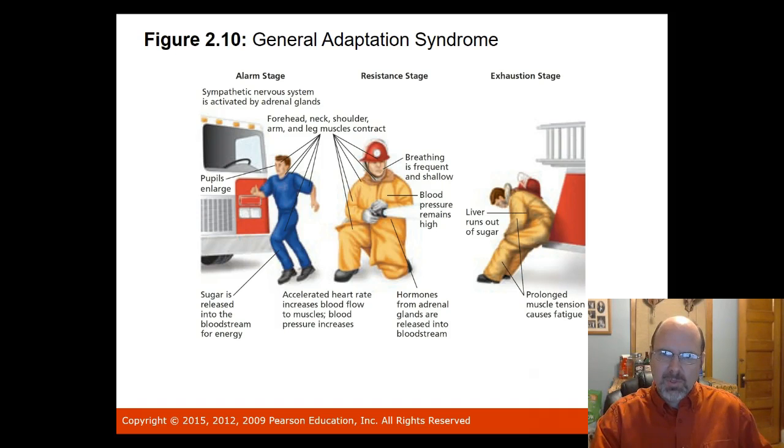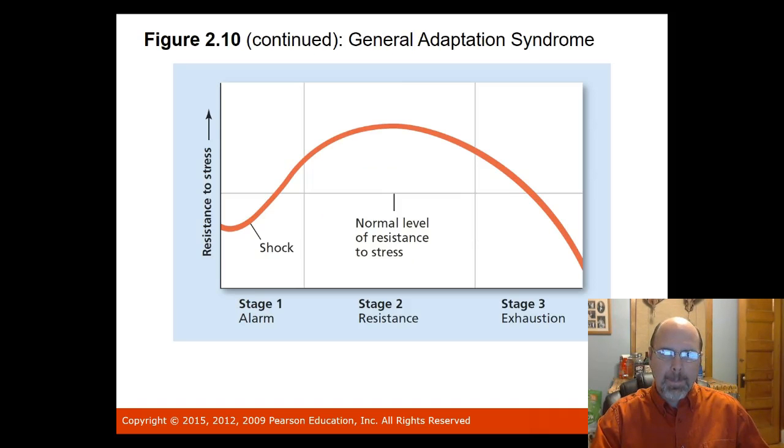After a while, the liver runs out of sugar, and then you have what's called the exhaustion stage. It's prolonged muscle tension, which causes fatigue. But your body gives you signs that you're tired. This shows an example of general adaptation syndrome. You have the shock, the normal level of resistance to stress, and then exhaustion.